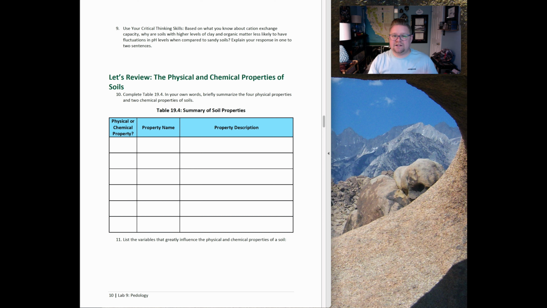So that being said, let's review the physical and chemical properties of soil. Complete table 19.4 in your own words by briefly summarizing the 4 physical properties and the 2 chemical properties of soil. So you're going to write down, again, physical or chemical property, what is the name of the property, and the property description itself. Question 11 says to list the variables that greatly influence the physical and chemical properties of soil.